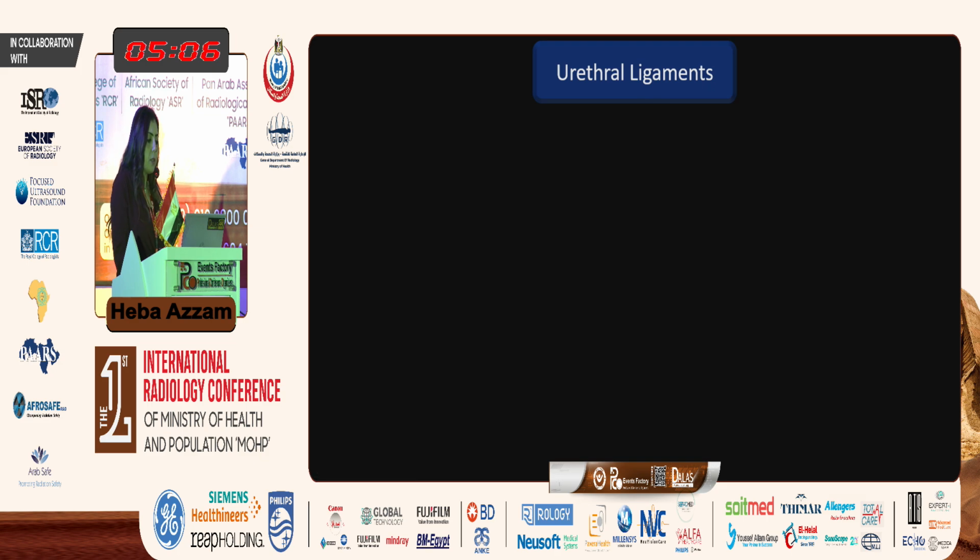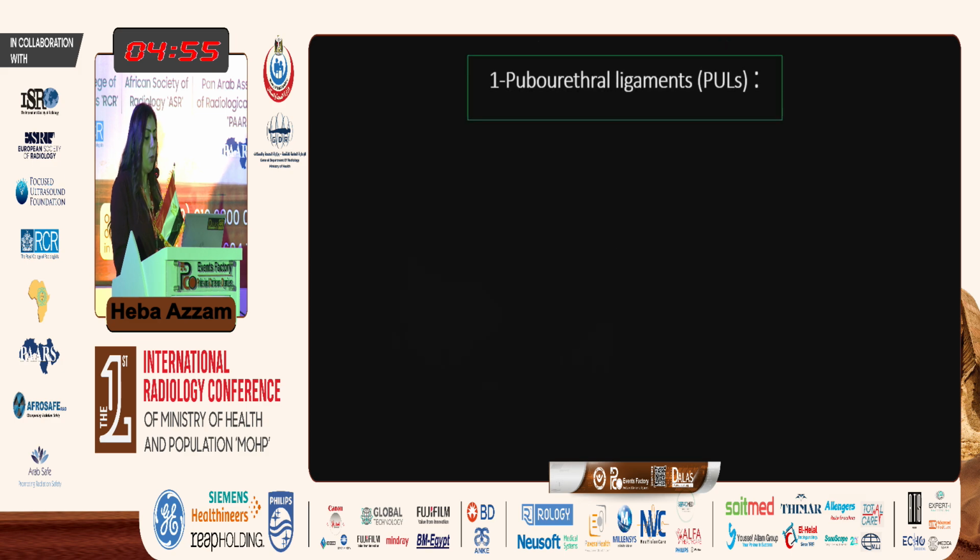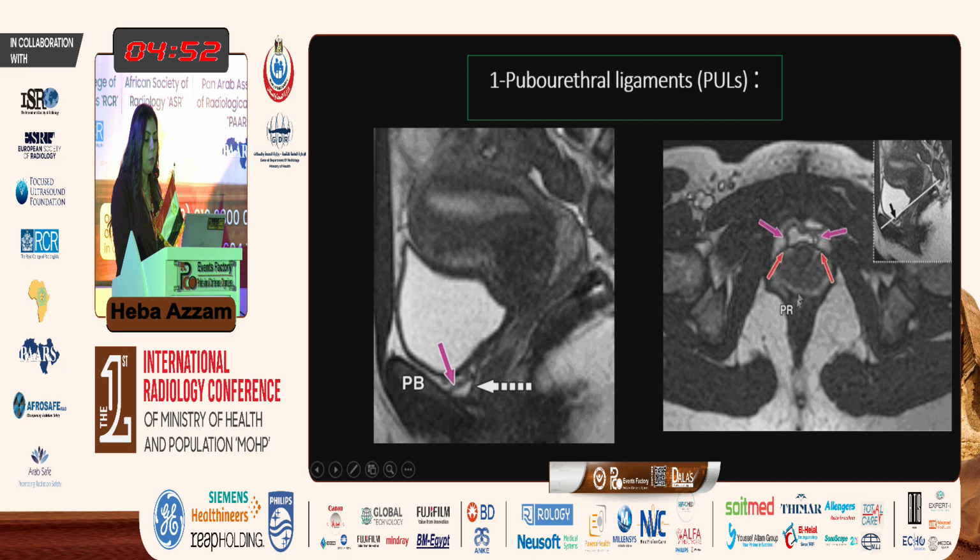The urethral ligaments. We have the ventral urethral ligaments, which are the pubourethral ligament, periurethral ligament, and paraurethral ligament. The pubourethral ligaments are linear, broad structures on either side of the midline. We can see them here in the axial, this one and this one. And in the sagittal, we can see it at this line as it extends from the pubic bone to the bladder neck.